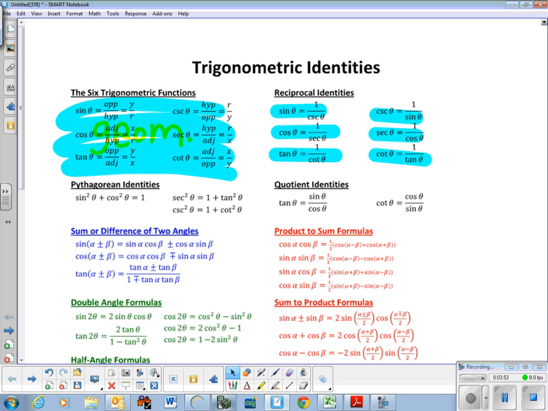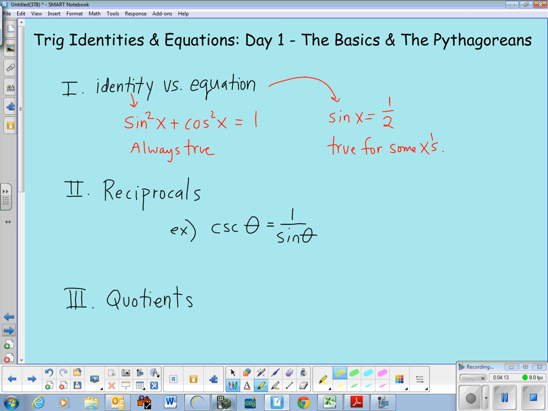Let's go on to quotients. The quotients, you already know those as well. You know that tangent is sine over cosine. You might not think about this one as much, but cotangent is cosine over sine. It's also 1 over tangent, as we just saw a minute ago, but we don't need to spend a whole lot of time talking about those either.